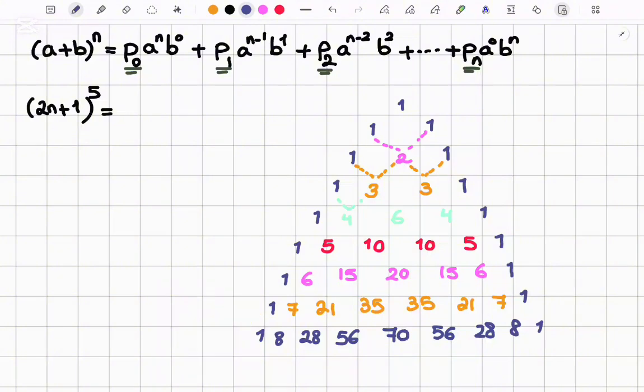Okay, so teacher, how do I know where I should stop? Guys, it depends on what power you have over here. Here we have power of 5, so we need the 5th row.